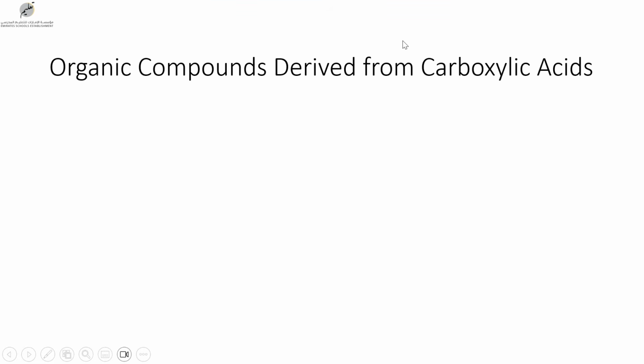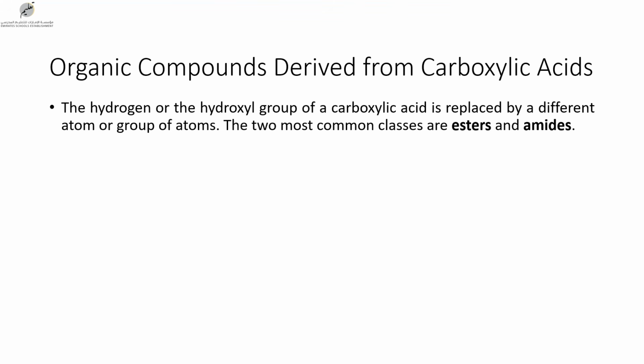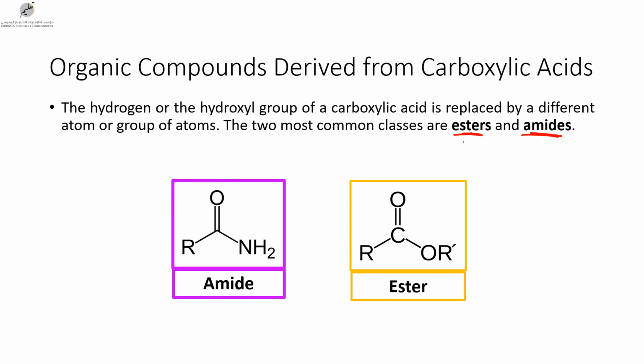Bismillah ar-Rahman ar-Rahim. So now we are going to the last part of section 3 in chapter 7. We have been talking about carboxylic acids, aldehydes, and ketones. Now we will go to the last types of compounds, which are esters and amides. And this is how they look, okay?